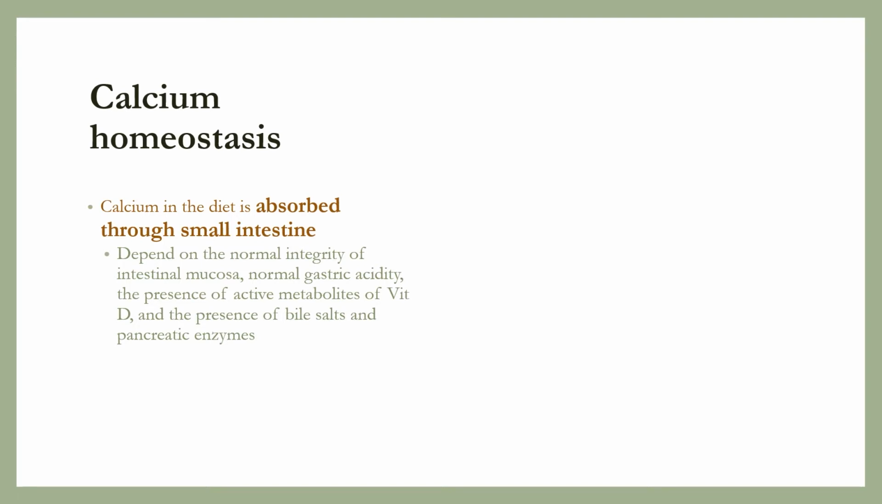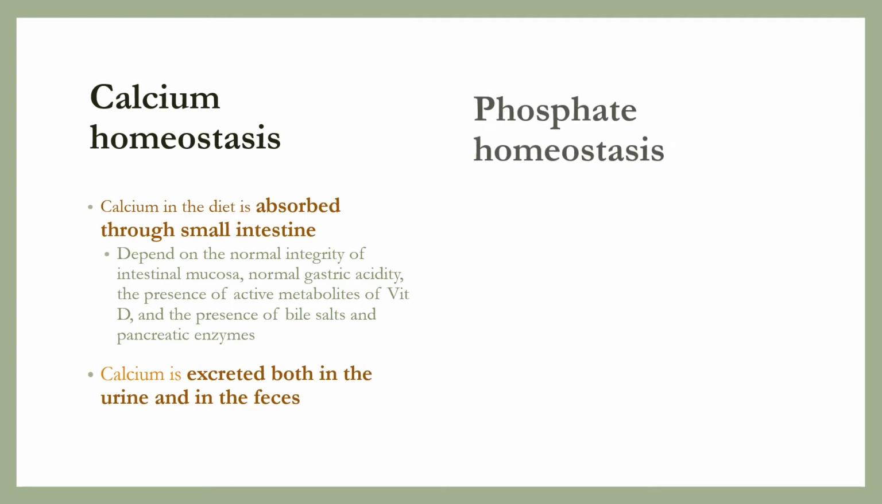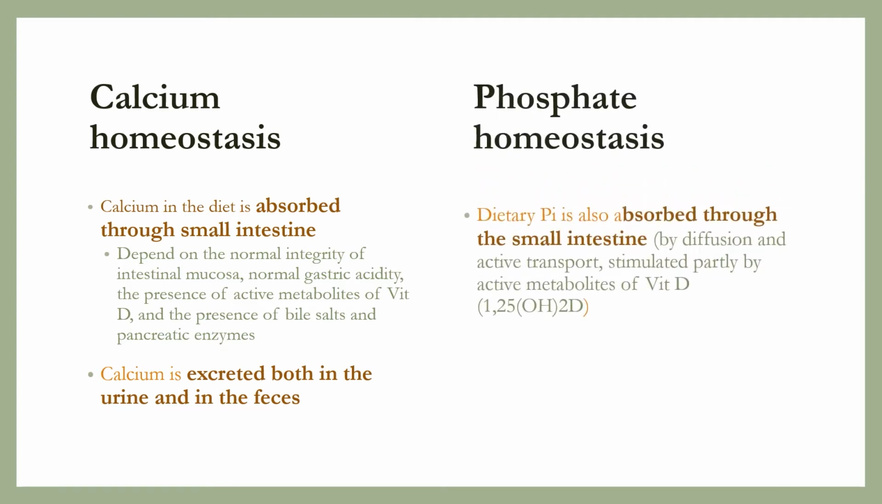Calcium absorption depends on the normal integrity of intestinal mucosa, normal gastric acidity, the presence of active metabolites of vitamin D, and the presence of bile salts and pancreatic enzymes. The calcium is excreted both in the urine and in the feces. Phosphate homeostasis. Dietary phosphate is also absorbed through the small intestine. This is achieved by diffusion and active transport, stimulated partly by active metabolites of vitamin D. The kidney plays a pivotal role in regulating the plasma phosphate.